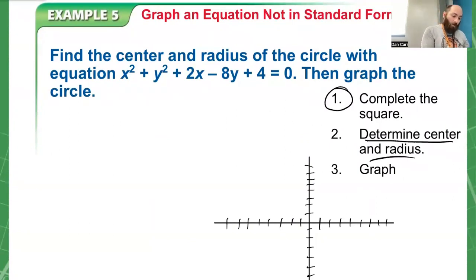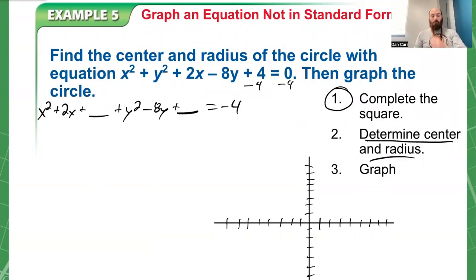So first thing I want to do is rearrange. So we're going to have x squared plus 2x plus blank for a second, plus y squared minus 8y plus another blank. And then instead of plus 4, I'm going to go ahead and subtract that from both sides. So that equals negative 4.